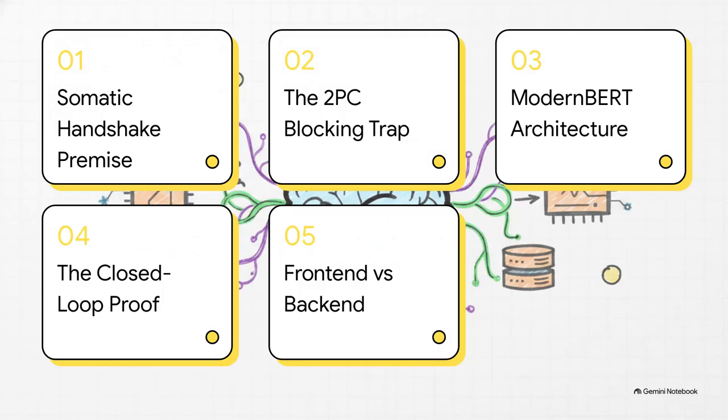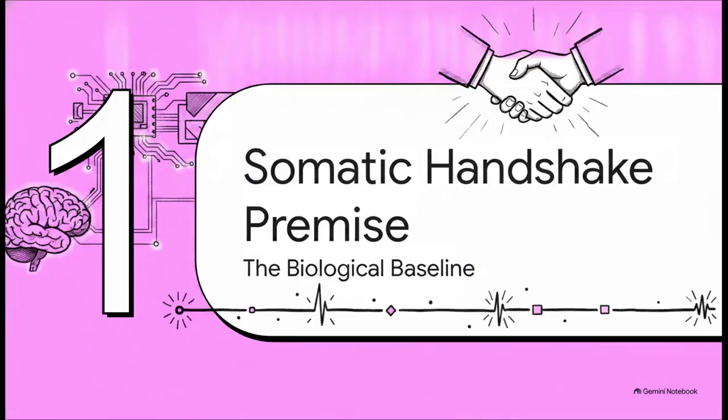So here's our roadmap for today's explainer. We'll start with the somatic handshake premise, hit the 2PC blocking trap, look at the modern BERT saga architecture, execute the closed-loop proof, and wrap up with front-end versus back-end labor. Let's get into it. Section 1.